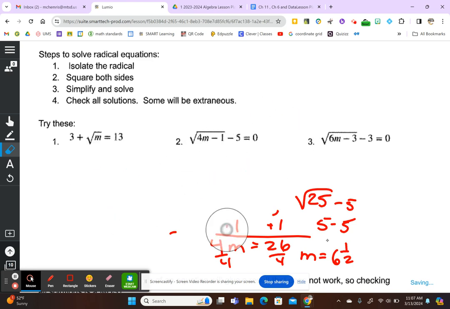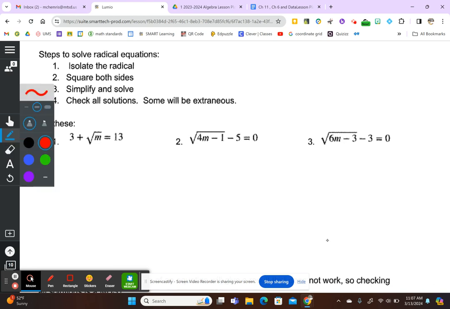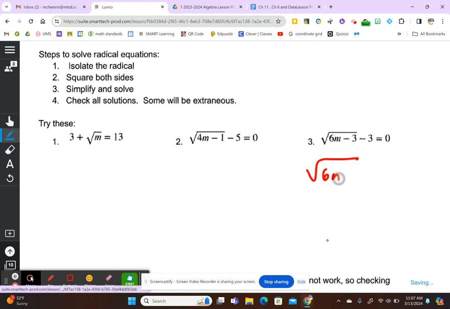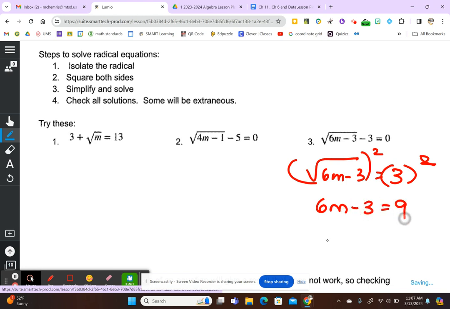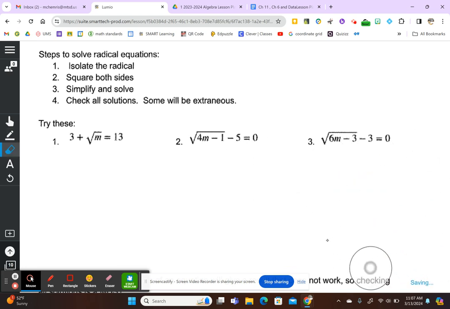Okay. And then for the last one, we add 3 to both sides. The square root of 6m minus 3 equals 3. Square both sides. 6m minus 3 equals 9. 6m equals 12. M equals 2. Plug it in. 12 minus 3 is 9. Square root of 9 is 3. 3 minus 3 is 0. And they all work. Okay, so now let's turn the page.